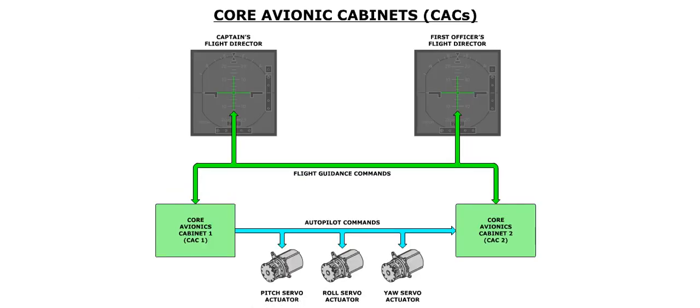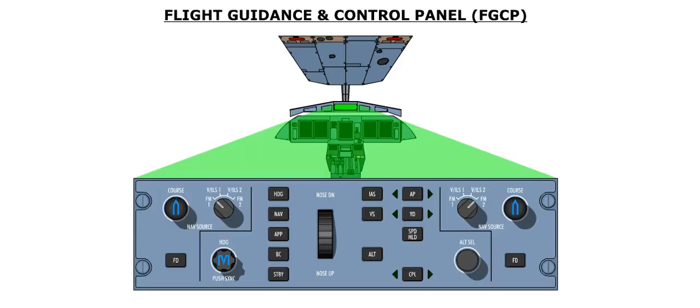Based on the data supplied, the CAC generates commands which are then fed to the flight director system and the autopilot servos. Flight director commands are also displayed on the primary flight display, or PFD. The flight guidance and control panel, or FGCP, is used to engage or disengage the autopilot. It is also used to engage the yaw damper, as well as to select the desired operating mode of the flight director or autopilot system. The FGCP is located on the glare shield.